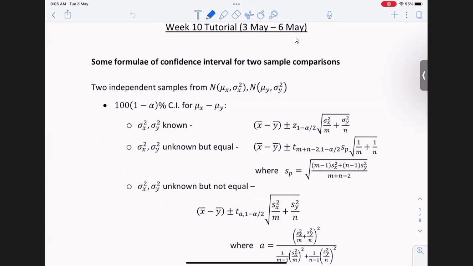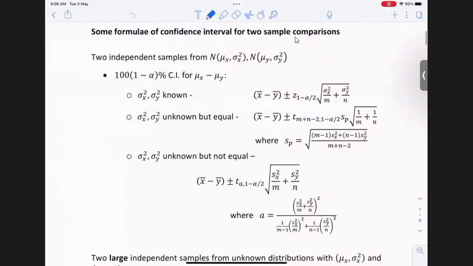Now, if the population variances are unknown and you are not assuming them to be equal, then the formula will be similar to this one, except that the unknown population variances are estimated using the sample variances. And the normal quantile will be replaced by a t quantile, but this time the degrees of freedom of the t quantile will be computed using this complicated expression. We call this the Satterthwaite approximation. So this is how we find the confidence interval of the difference of two population means under different situations. You can find all these formulas in the lecture notes.